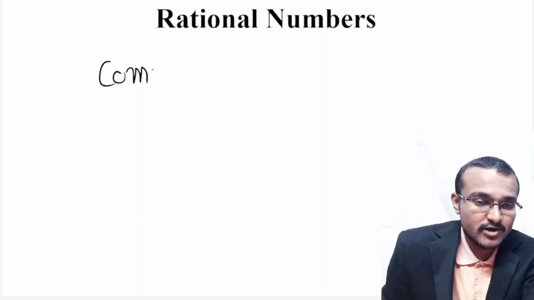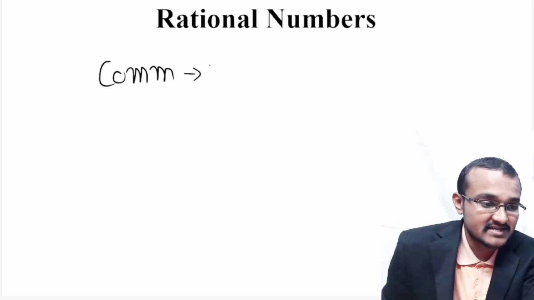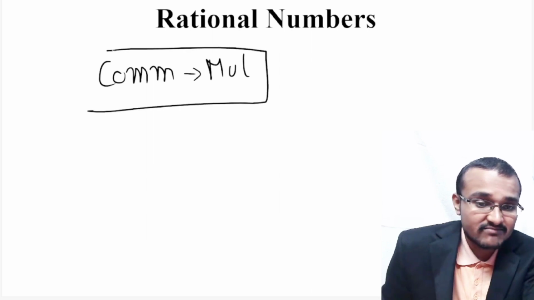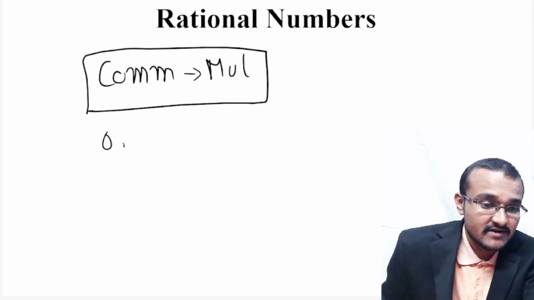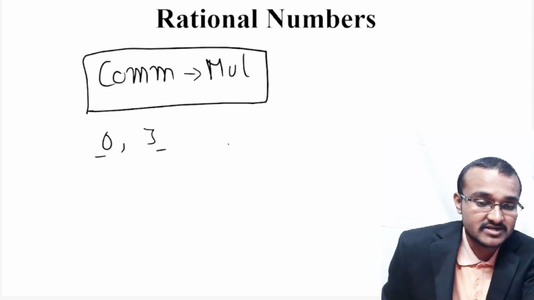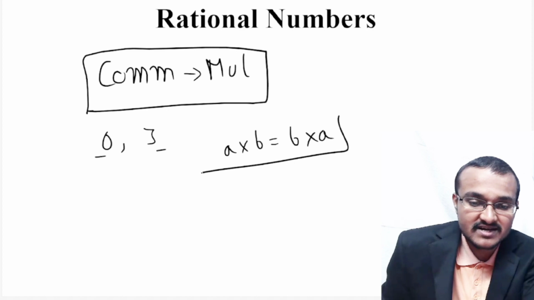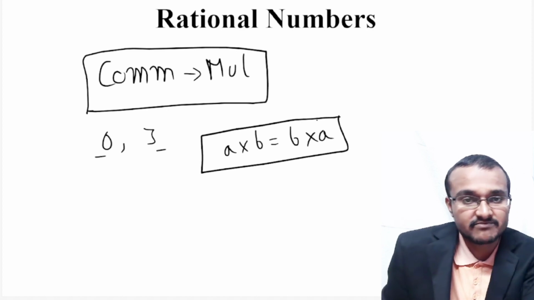Similarly, commutative property for multiplication. Let us check for multiplication. For commutative property under multiplication, we will take 0 and 3 as our whole numbers. Here also a into b should be equal to b into a. This is the condition which a set of numbers should obey.